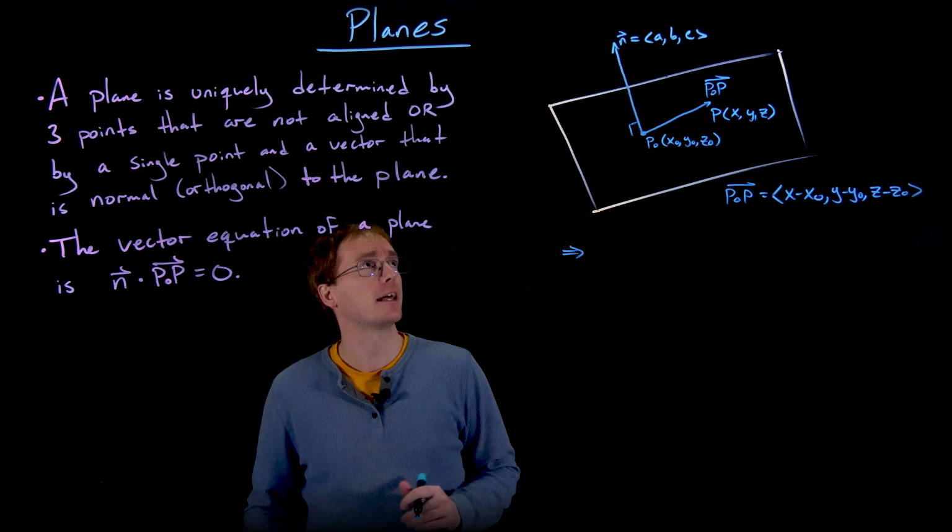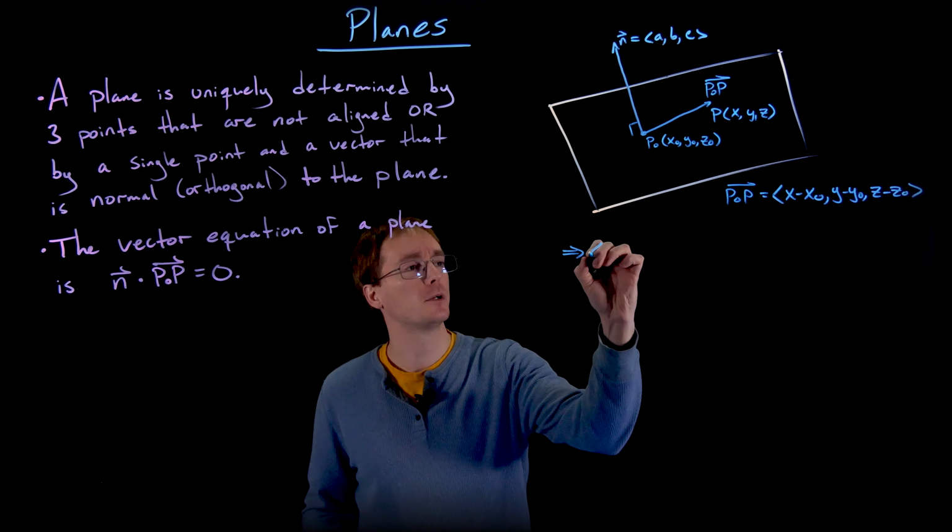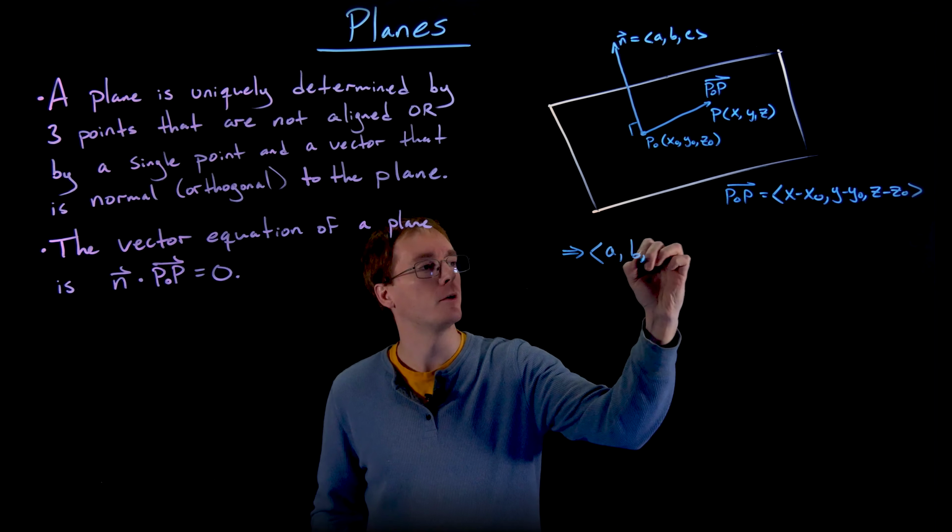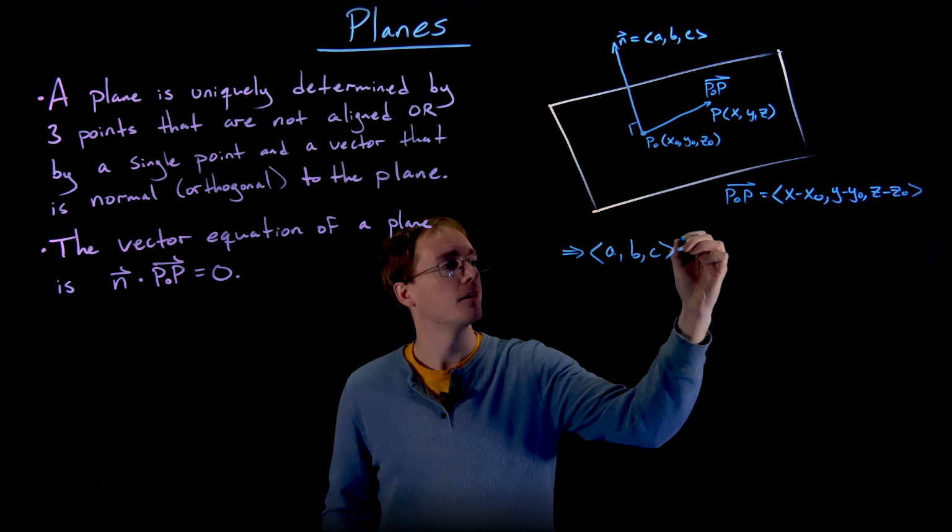So let's go ahead and check that out. We're going to take the dot product between our n vector, which has components of a, b, and c, and dot it with our vector from p naught to p. That's x minus x naught, y minus y naught, and z minus z naught. We know that dot product is going to be equal to 0 no matter what point x, y, and z in our plane is used in this process. So we can think of the plane as the set of points x, y, z that satisfy this equation.